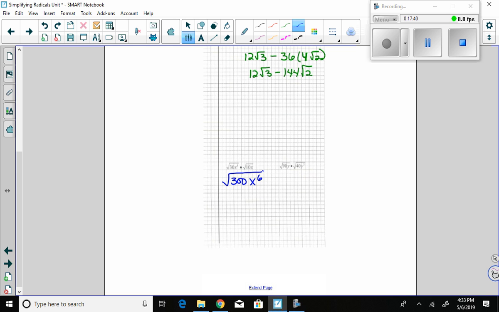Now the square root of 300, right? The square root of 300 is the same as the square root of 100 times the square root of 3, right? And then x to the 6th, I can take the square root of that. So this becomes 10 times the square root of x to the 6th. Remember, you just cut it in half. So x to the 3rd, and then square root 3.